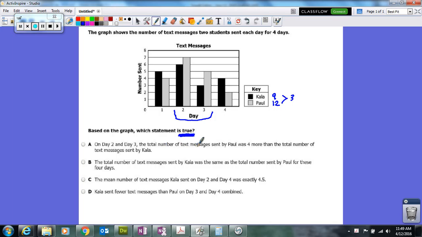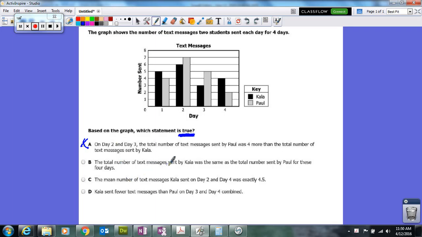So, is this a true statement? It is not a true statement. If there were a 3 right here, it would be true, but it fails our test. All right, so let's see if we can determine if answer B is a true statement based on this table.